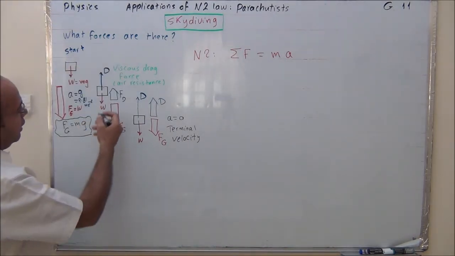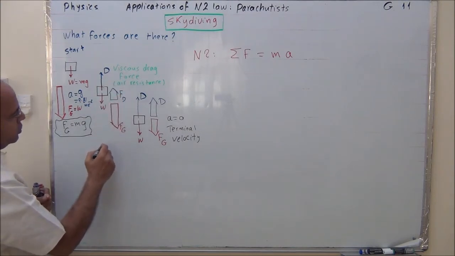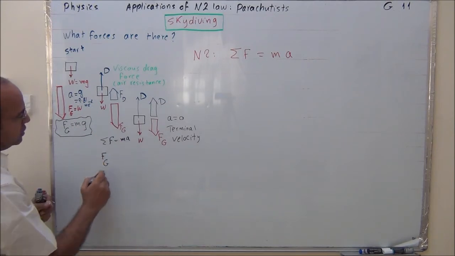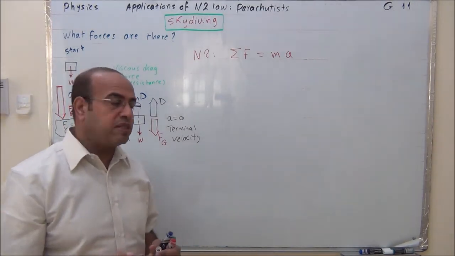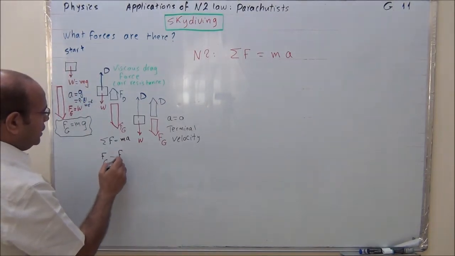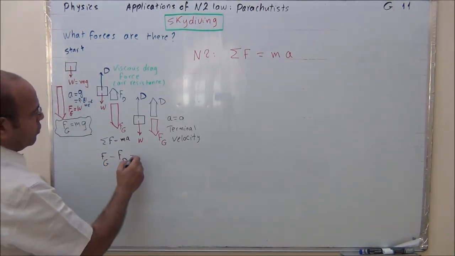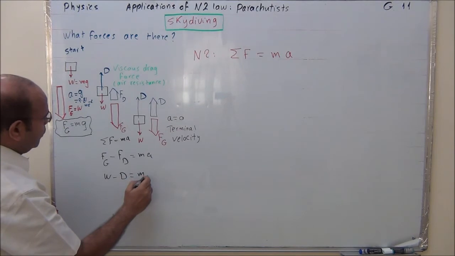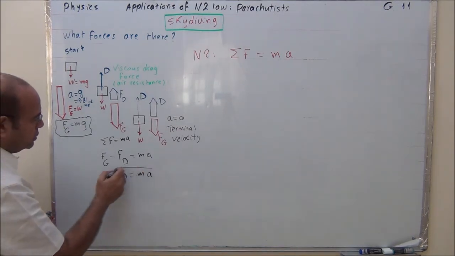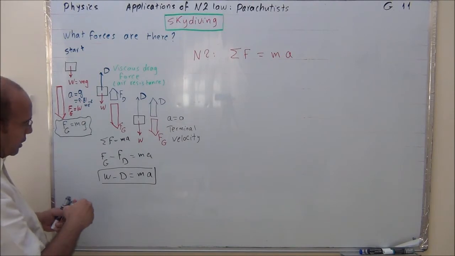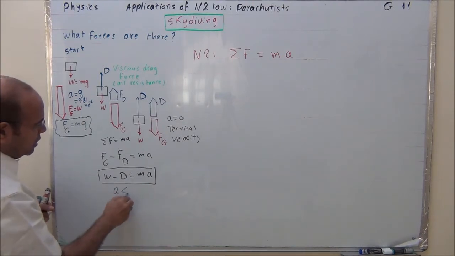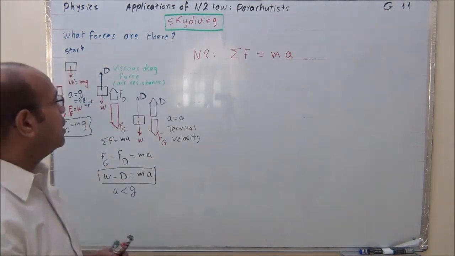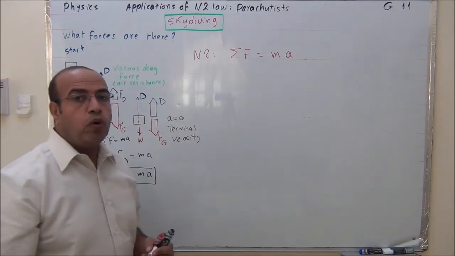In the second part, Fg is greater than Fd. So the net force, the sum of F, equals ma. So we write Fg, the gravitational force, which is the weight, minus Fd, the viscous drag force, equals ma. Or we can write the weight minus the drag equals ma. So this is Newton's second law. The acceleration in the second part is less than the acceleration due to gravity, so the acceleration is less than 9.81.